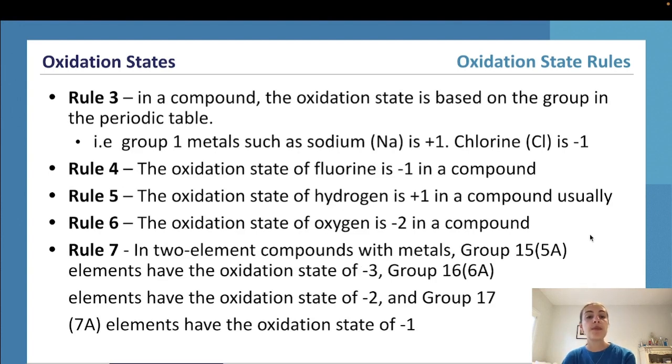Rule number 4 is sort of just like an example type one which they give, because it still fits into the category of rule 3, but it's just very specified in order to sort of provide more context, I suppose. And so the oxidation state of fluorine is -1 in a compound. So when you have a compound that has fluorine in it, each fluorine is going to have an oxidation state of -1.